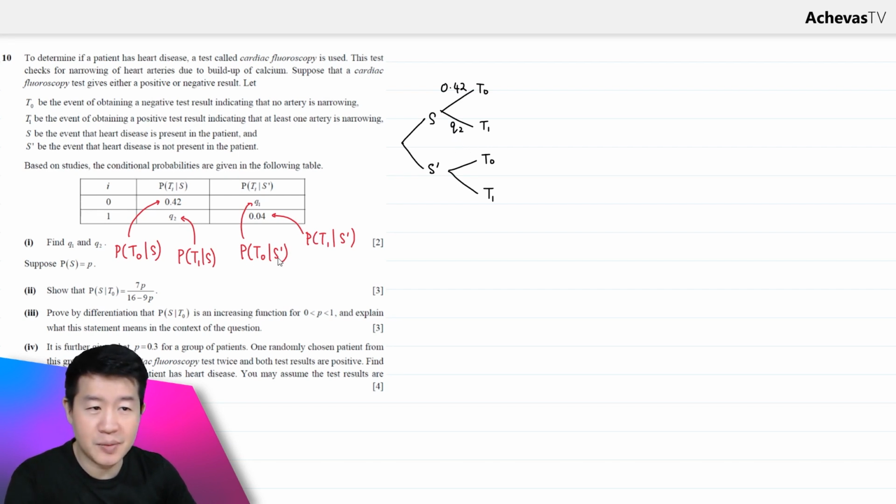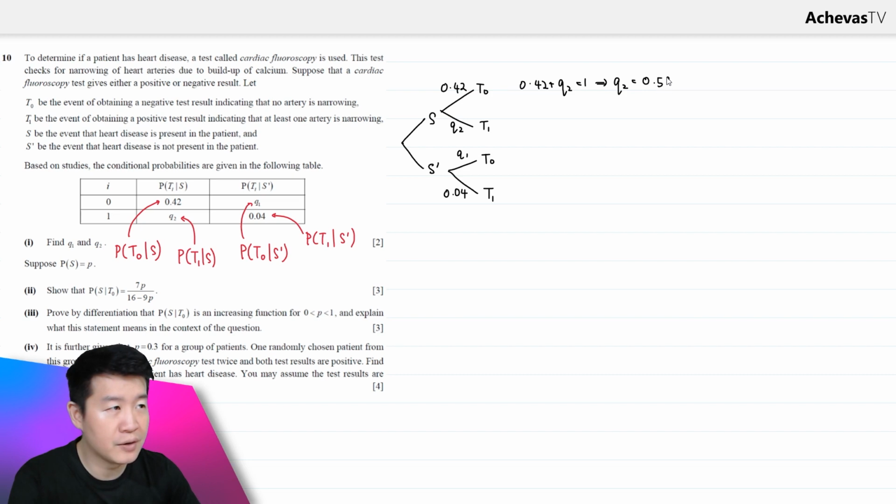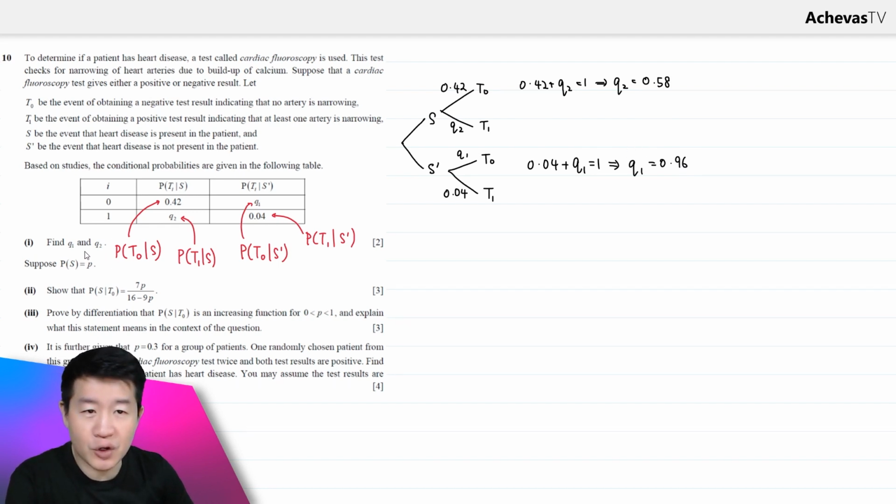Similarly, for those people who have no heart disease, the probability of the test being negative is Q1, and for the test being positive, this is going to be equal to 0.04. Since these are the only two branches coming out from S, 0.42 plus Q2, when I add them together, should be equal to 1. This tells me Q2 is going to be equal to 0.58. Similarly, 0.04 plus Q1 should be equal to 1. This tells me that Q1 is equal to 0.96. So these are the two values for Q1 and Q2.